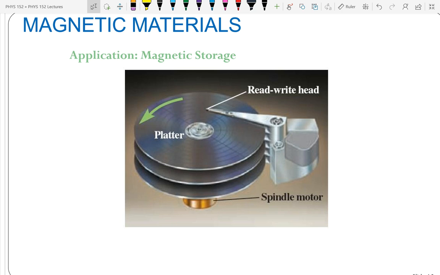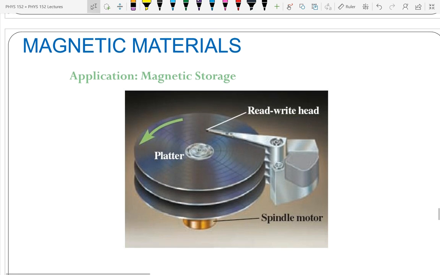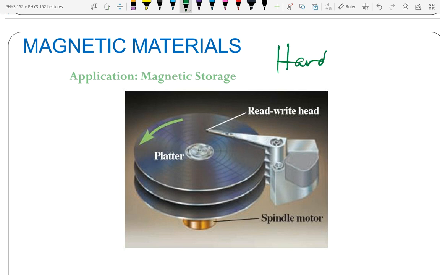I have a picture here of another application of magnetism. This is a computer hard drive. The hard drive consists of a set of platters. Those platters are just discs. And on top of those discs, you have a gel. And in that gel, you have magnetic materials.